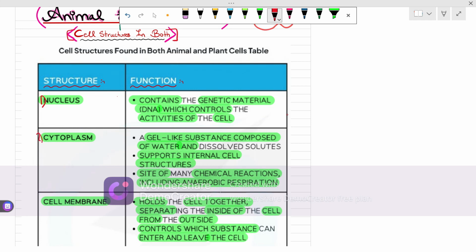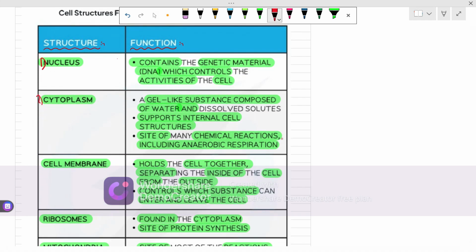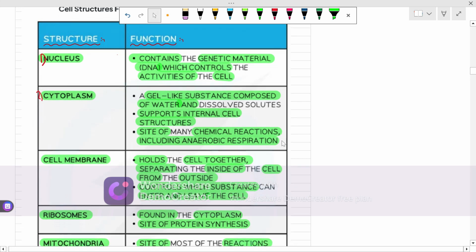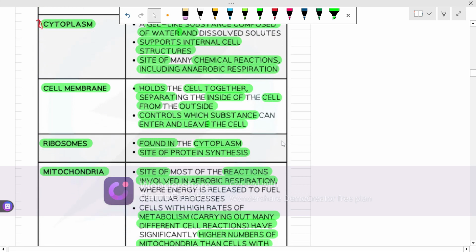Second is cytoplasm. Cytoplasm is a gel-like substance composed of water. It's where all the organelles are flowing, and it supports all the internal structures. It's the site of chemical reactions, including anaerobic respiration. Most chemical reactions occur in the cytoplasm.